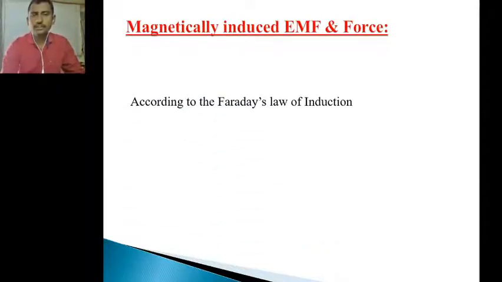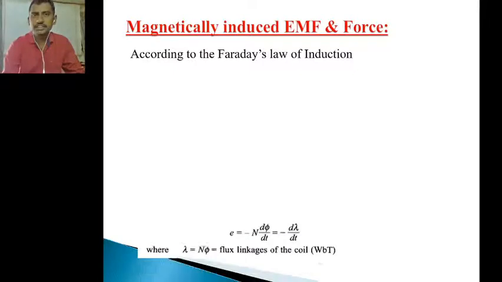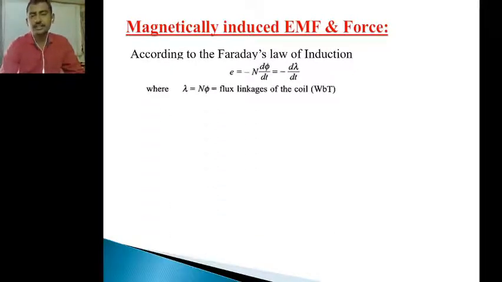So according to Faraday's law, E is equal to minus n into d phi by dt. Normally, Faraday states two laws: Faraday's first law and Faraday's second law. Faraday's first law states that when a moving conductor is placed in a magnetic field, an EMF will be induced in it, and the EMF can be represented as E is equal to BLV, and the direction of that EMF can be decided by Fleming's right hand rule.